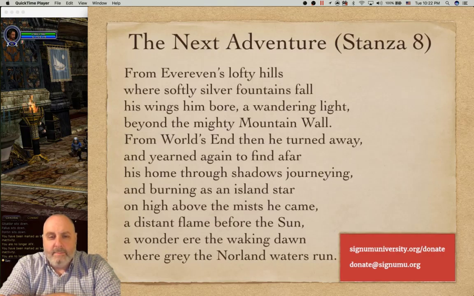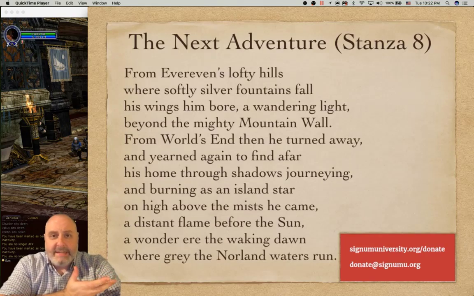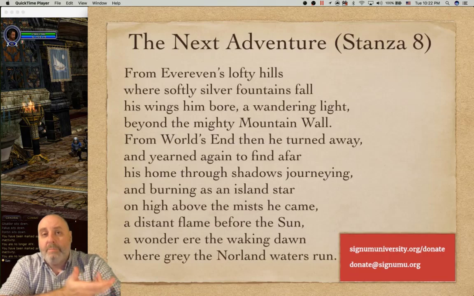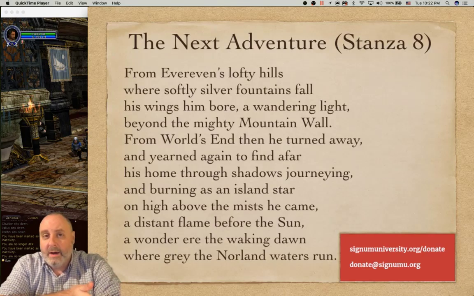We get the image of the lofty hills, well, the image even contained in Ever Even, followed by the lofty hills, and then the sound where softly silver fountains fall, which is both an oral and a visual image, right? A wandering light beyond the mighty mountain wall.